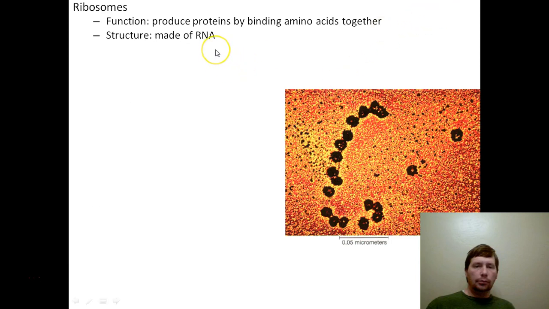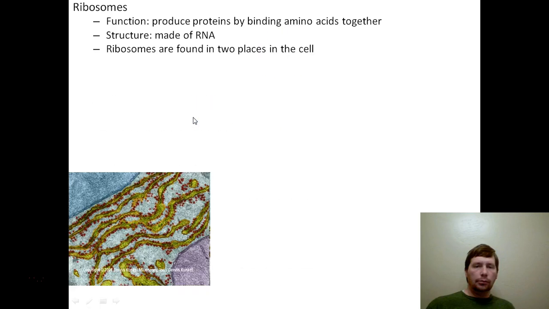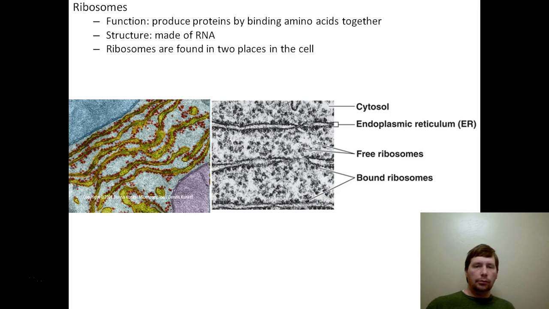Now, one thing about ribosomes that's kind of interesting, ribosomes are made out of RNA. That's just a little bit of trivia to throw out for you. And the other thing about ribosomes is in a eukaryote cell, this is only in a eukaryote cell, you can find ribosomes in two places. You can find them in two places in the cell.